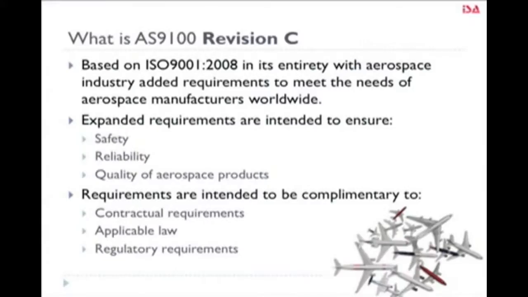Earlier this year, the International Aerospace Quality Group, IAQG, released Revision C to AS9100, the Aerospace Quality Management System standard. The revision marks the first major change to the standard since its initial release in 1999. AS9100 is based entirely on ISO 9001-2008, and it additionally tacks on aerospace industry requirements. These requirements were placed to ensure safety, reliability, and the quality of aerospace products.